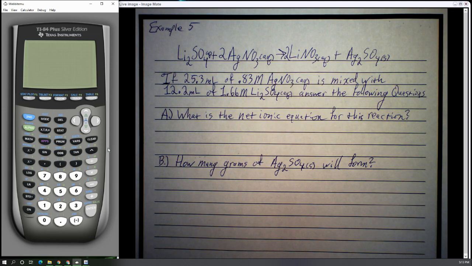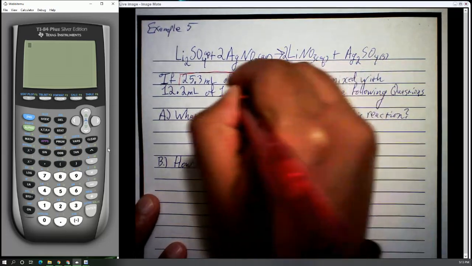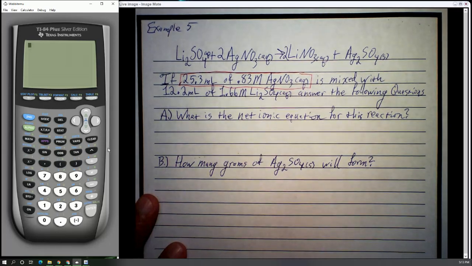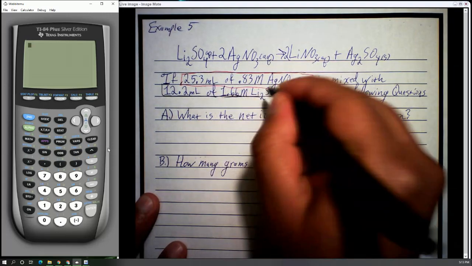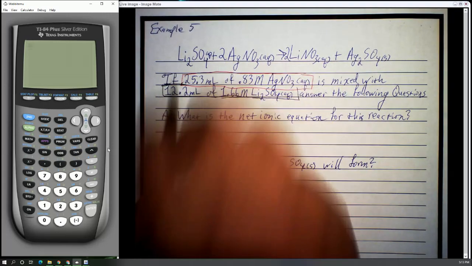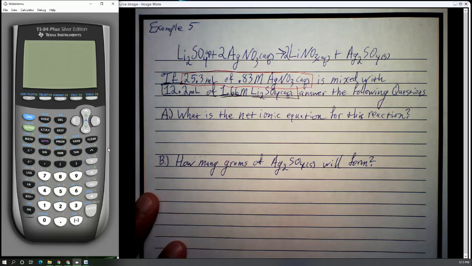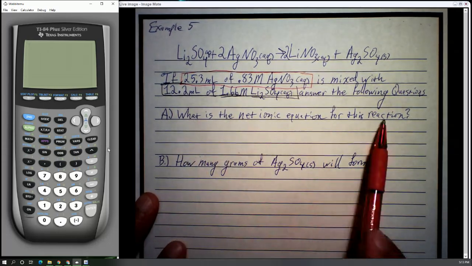Okay, and here are the last two example problems. So we have the double replacement reaction between lithium sulfate and silver nitrate to produce lithium nitrate and silver sulfate. If 25.3 milliliters of silver nitrate, we've got a volume and a concentration, is mixed with 12.2 milliliters of 1.66 molar lithium sulfate, answer the following questions. So to start, we want to know what's the net ionic equation for this reaction.